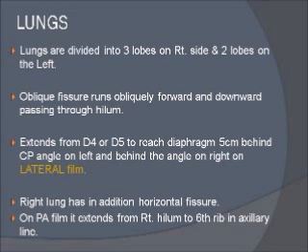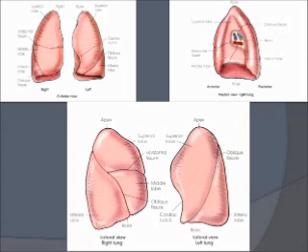To see the oblique fissure, we have to take a lateral film. I will just show this anatomical diagram, and it shows the right lung has an oblique fissure and a horizontal fissure. So it has upper, middle and lower lobe. And on the left side there is only an oblique fissure. So there is upper and lower lobe.